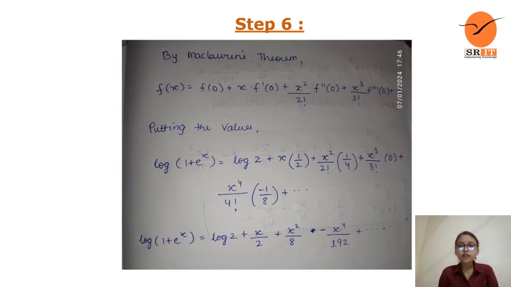Now putting the values that we derived in the last slide, log of 1 plus e raised to the power x is equal to log 2 plus x into 1 by 2 plus x square by 2 factorial into 1 by 4 plus x cube by 3 factorial into 0 plus x raised to the power 4 upon 4 factorial into minus 1 by 8 and so on. Finally, we get the answer as log of 1 plus e raised to the power x is equal to log 2 plus x by 2 plus x square by 8 minus x raised to the power 4 upon 192 and so on.